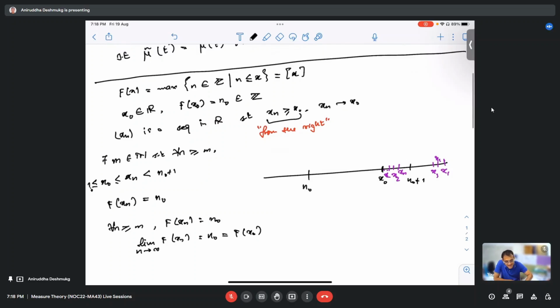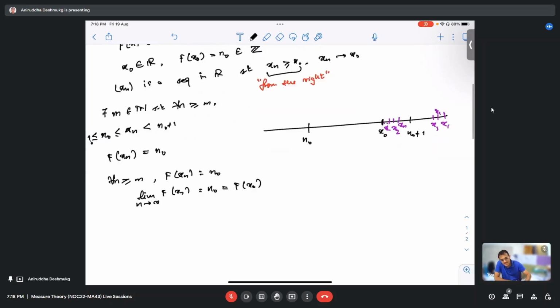So this means in the assignment it should be the maximum. Yes, it should be the maximum if we are expecting it to be right continuous. Yes, sir. It has to be the maximum.